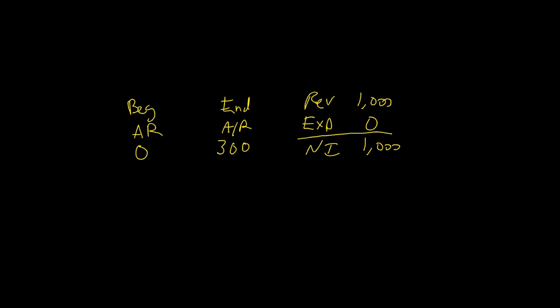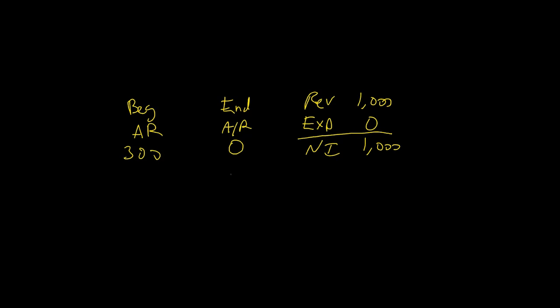Why is that? Well, what this $300 is telling us is that of our 1,000 in net income, we still have $300 that need to be paid to us. So that means we only collected $700 from that 1,000. Okay, so that's why we would need to subtract $300. Now let's say that our beginning AR was $300 and our ending AR was 0.